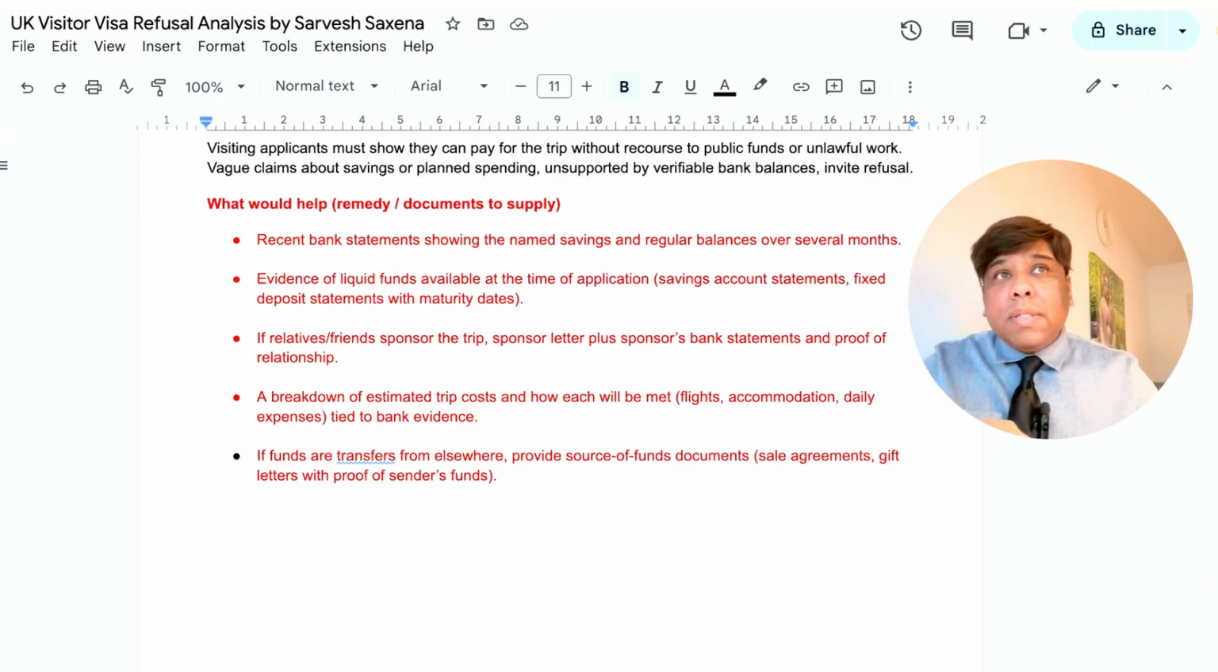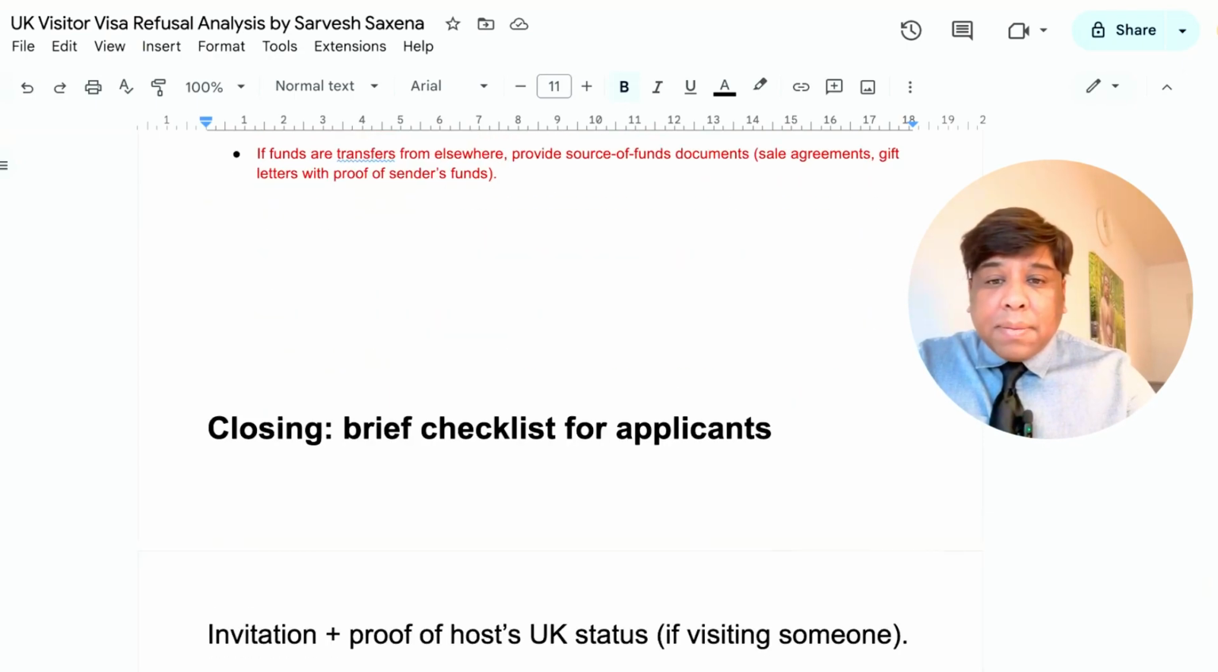What you can't do is have a plan to go there and work illegally, which you should not, and then just go there with a one-way ticket. That doesn't make any sense. That is the reason why most visitor visa refusals are happening.